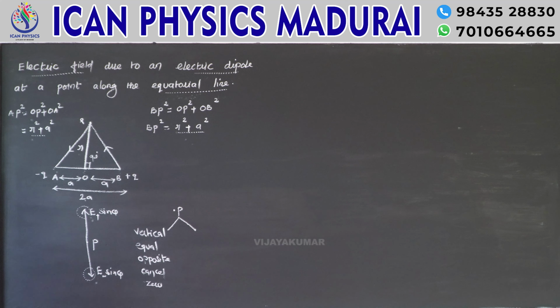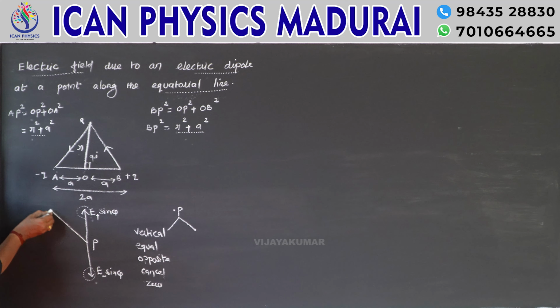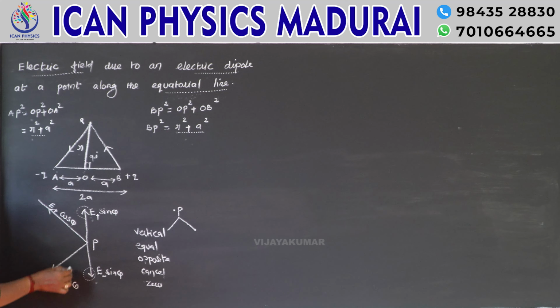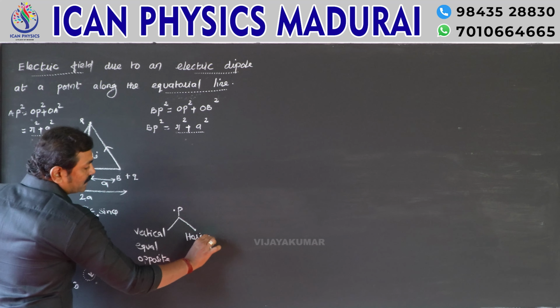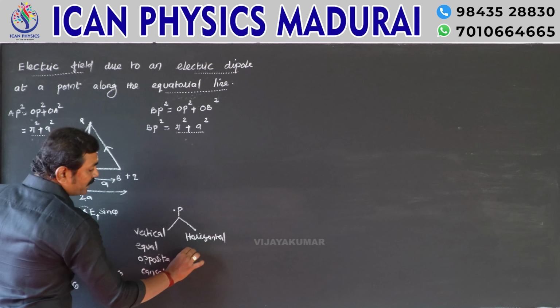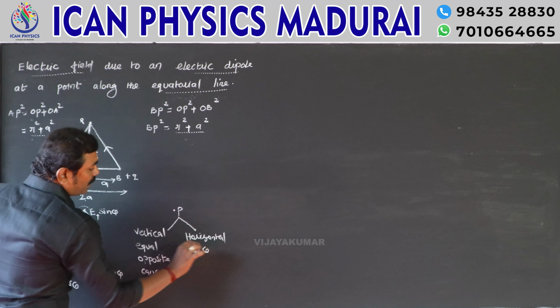Then what about the horizontal component? It is E plus cos theta, and this is E minus cos theta, that is the horizontal component. Okay, so the horizontal component is the cos component.